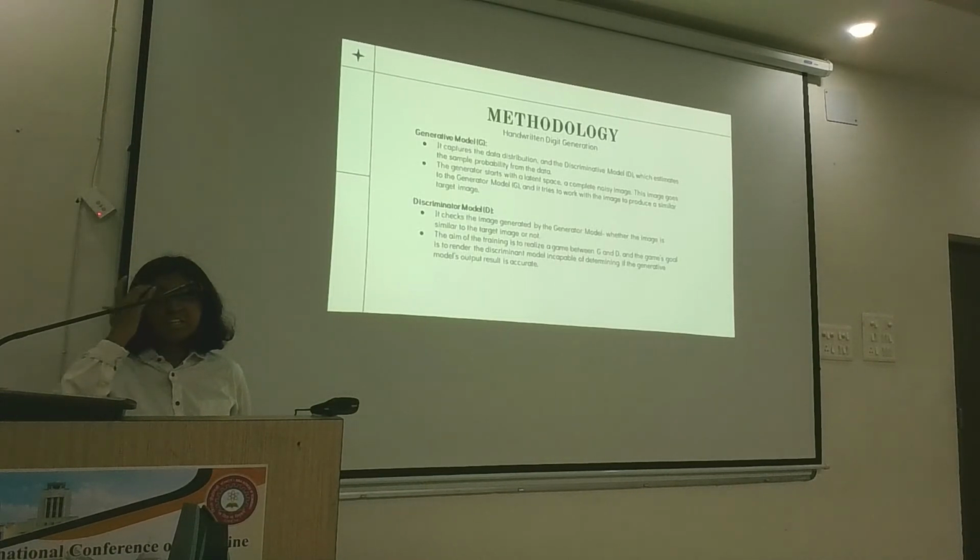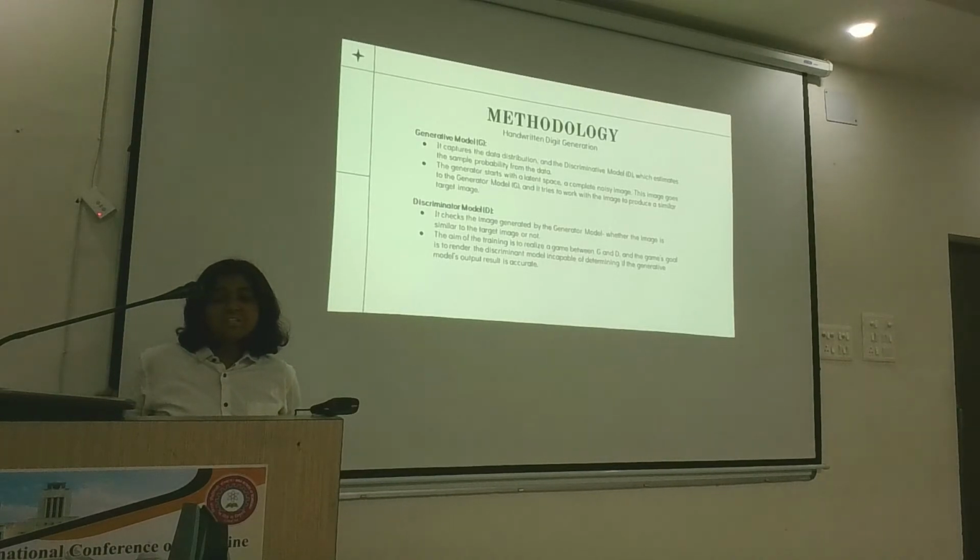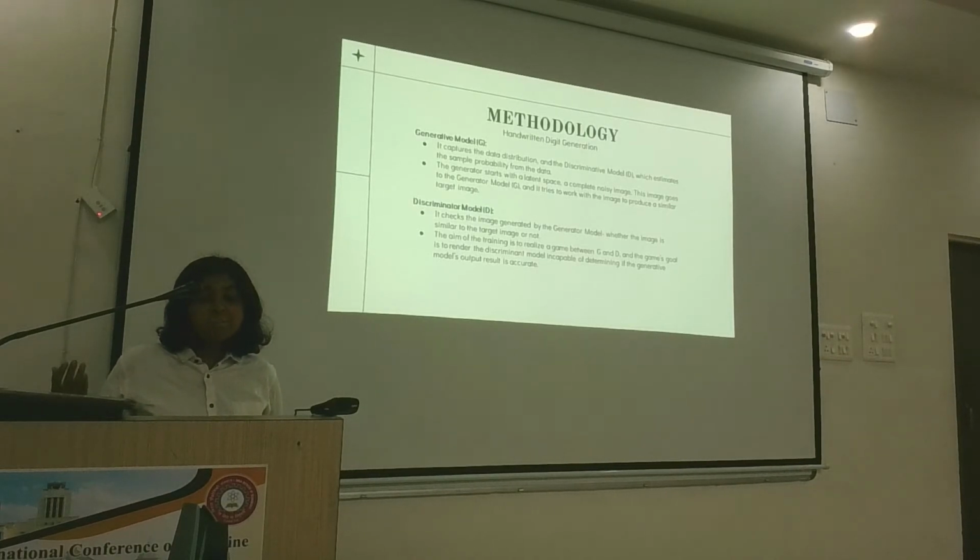Similarly, what happens to the discriminator model is it checks the image generated by the generator model whether the image is similar to the target image or not. The aim of the training is to realize a game between the generator and the discriminator, and the game's goal is to render the discriminator model incapable of determining if the generative model's output is accurate.